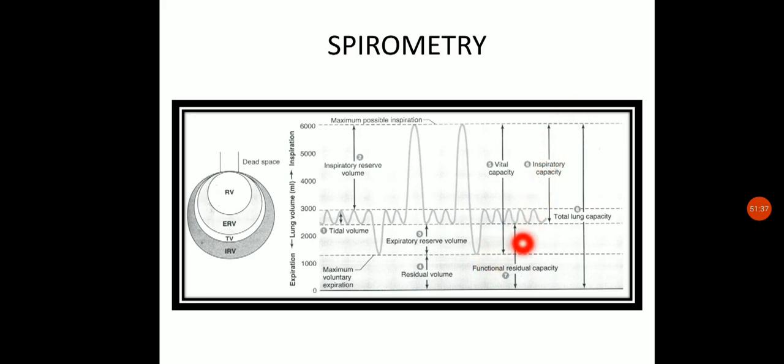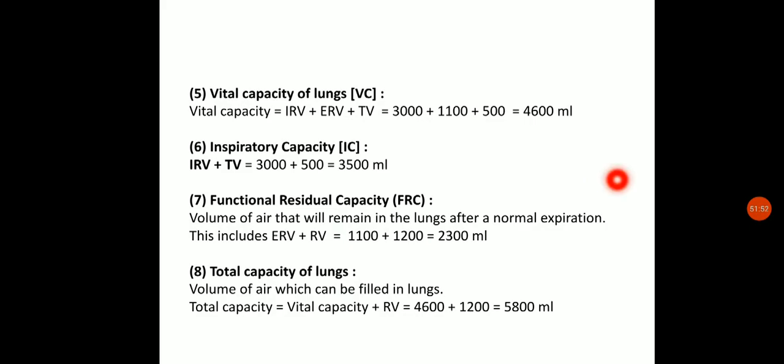So this is the total lung capacity, consisting of ERV, RV, TV, and IRV, so we can say VC, that is vital capacity, and the RV also. That's the total lung capacity. In our case, it comes to vital capacity plus RV, that is 4600 plus 1200, which is around 5800 ml. So the total capacity of lung will be 5800 ml.